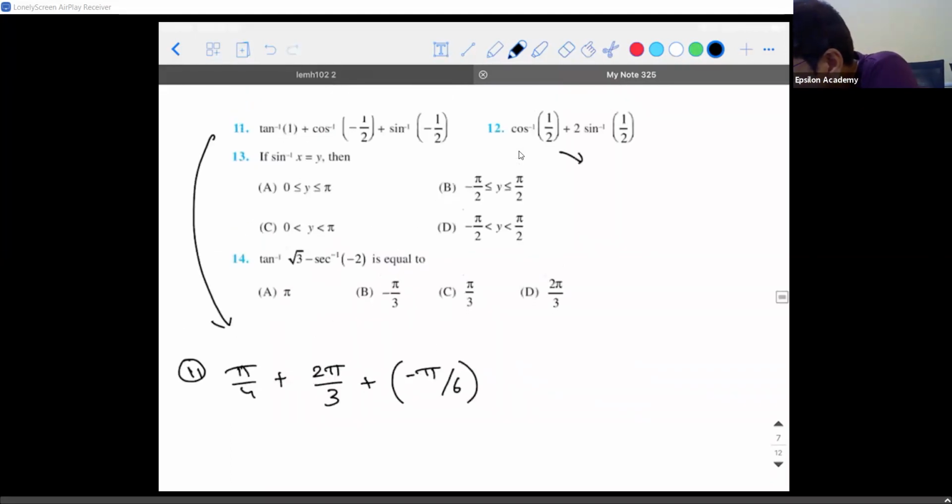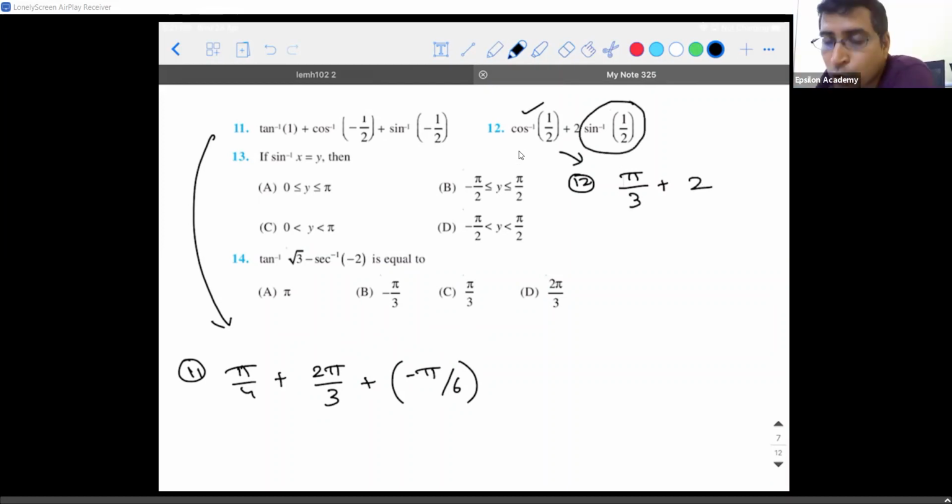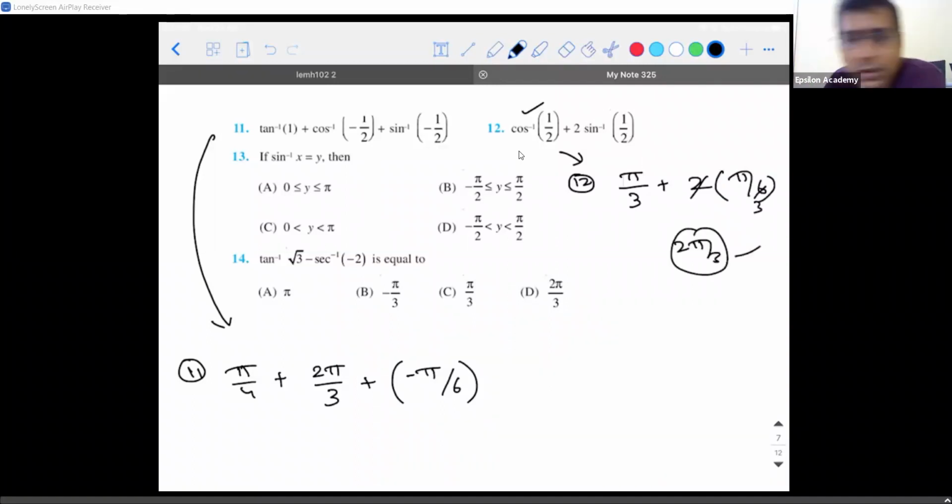Similarly, the 12th one. Cos inverse of half, both are positive values, so both are acute angles. Cos inverse of half is pi by 3, plus 2 into sin inverse of half. Remember, any inverse function is an angle, so the 2 should not be multiplied. I've seen people cancelling this 2 and this 2. Don't make those mistakes, okay? This 2 sin inverse of half means 2 times that angle. So sin inverse of half will give you pi by 6. What is the answer? 2 pi by 3. That's it.